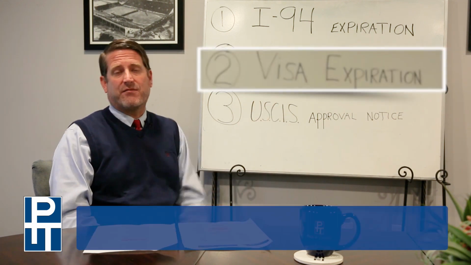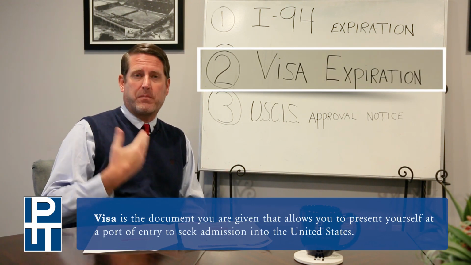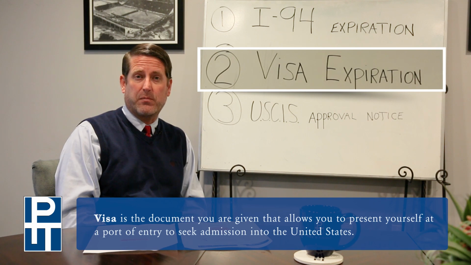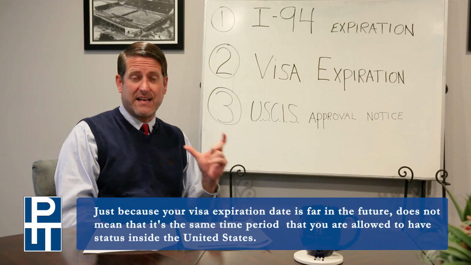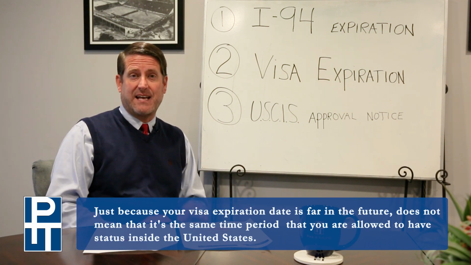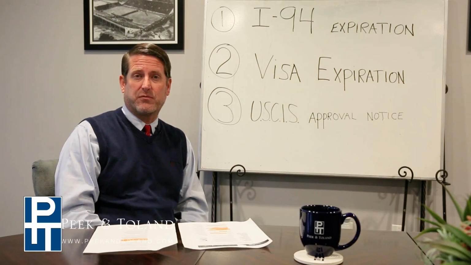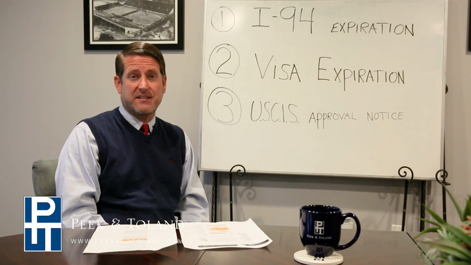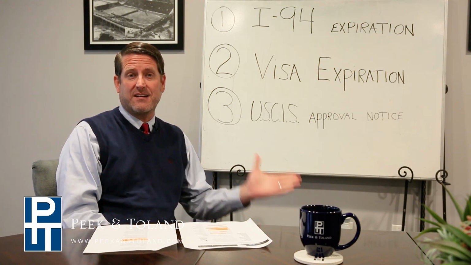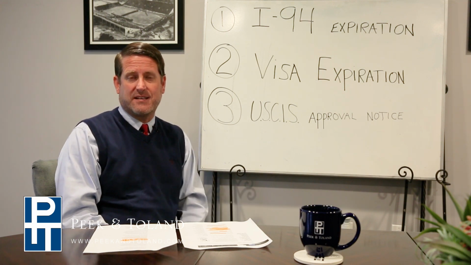The visa, what is the visa? The visa is the actual document that you're given that allows you to present yourself at a port of entry or an airport and to seek admission to the United States. Just because your visa expiration date is far in the future does not mean that is the time period that you're allowed to have status inside the United States. A classic example of this is that most people, when they apply for a tourist visa, are given a tourist visa for 10 years. That doesn't mean you're allowed to stay inside the United States for 10 years. It means for the next 10 years, you can present yourself at an airport or port of entry and ask for entrance to the United States under this status.